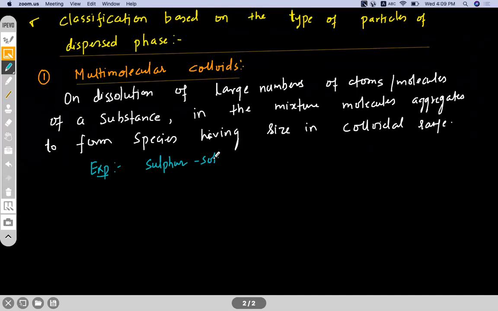So overall, the objective is what? The size must be in the colloidal range for a mixture to be a colloidal mixture. So either by aggregation or by dissociation, both ways are possible, right? If we have a larger size molecule, it will dissociate and we'll get a size which is in the range of a colloidal mixture. If we have a smaller size molecule, it aggregates and finally the size becomes in the colloidal range. So multimolecular is the case of aggregation, when molecules, atoms combine.